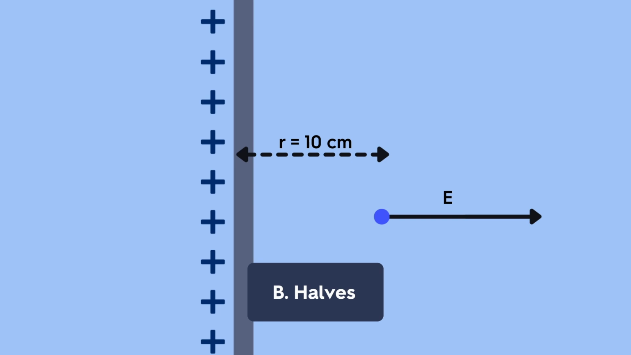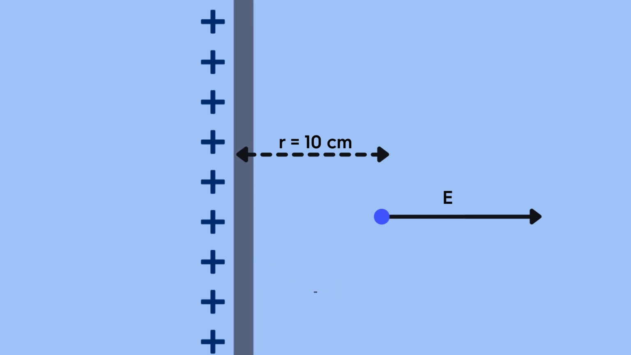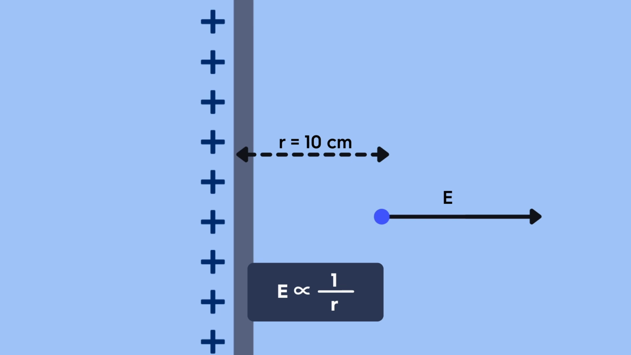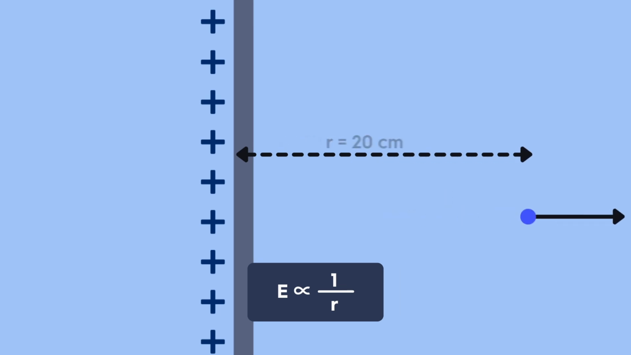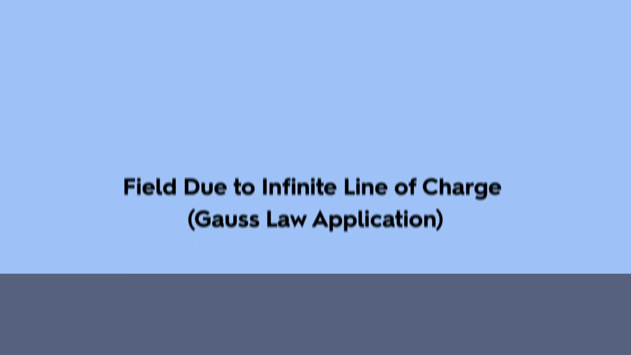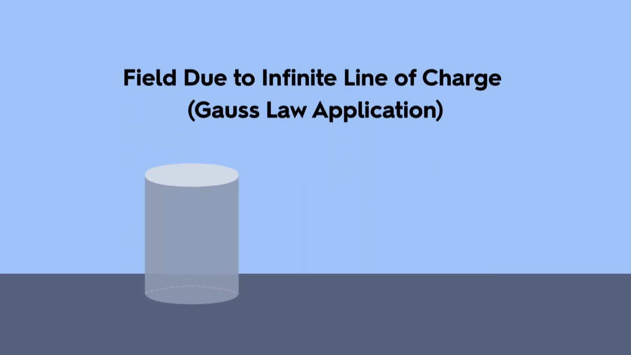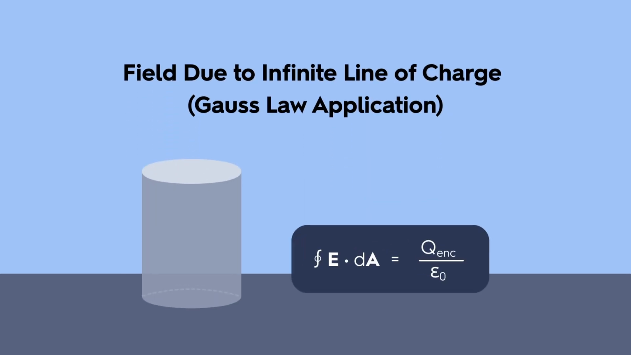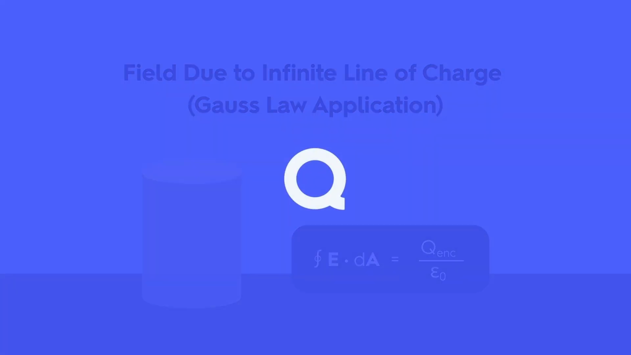The electric field halves. For a very long charged wire, the field is proportional to 1 over r, so doubling the distance cuts the field in half. So why does the field depend on distance this way? Let's build the formula from scratch. In this video, you'll learn how Gauss's law turns symmetry into a quick electric field formula, and you'll test it with a couple of examples.